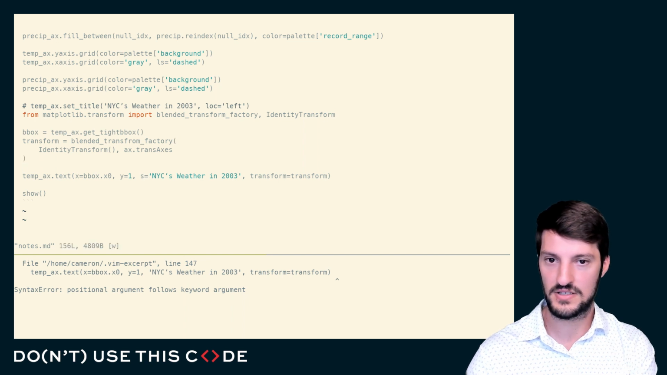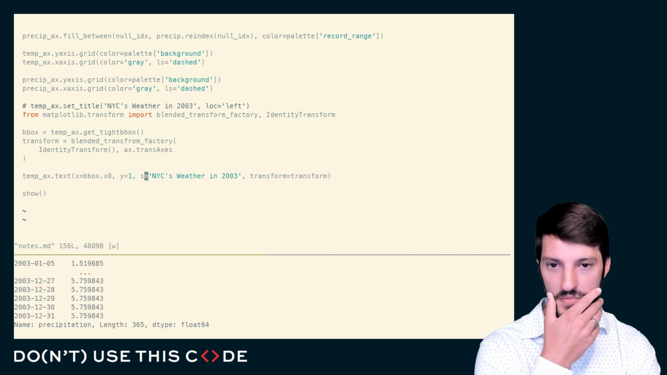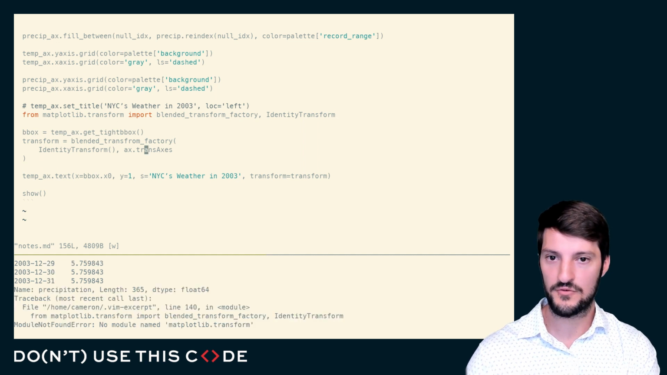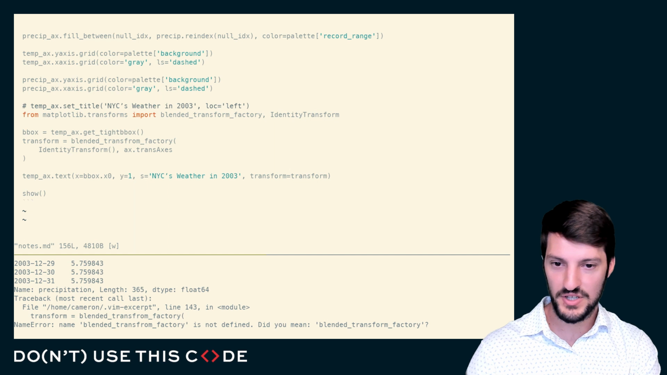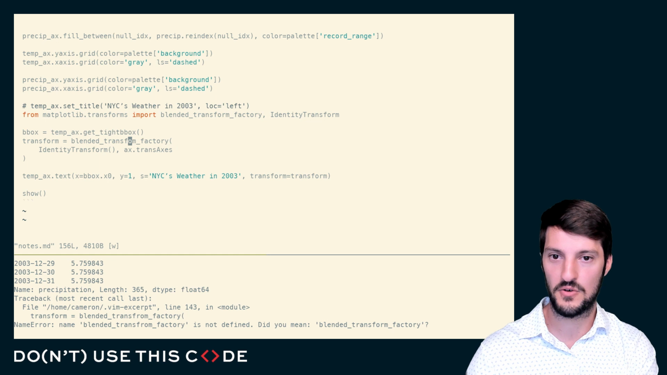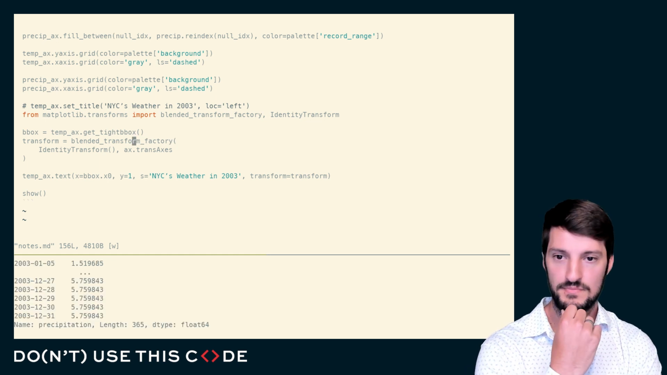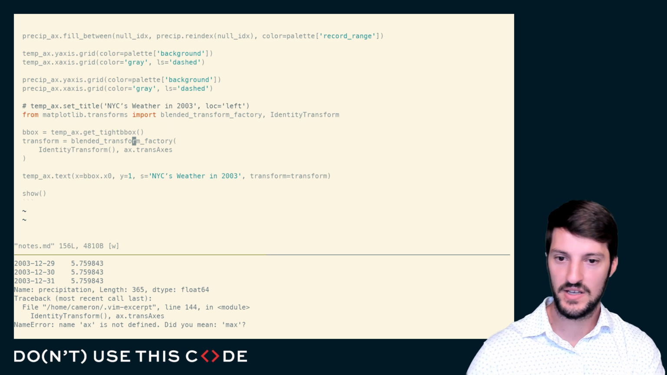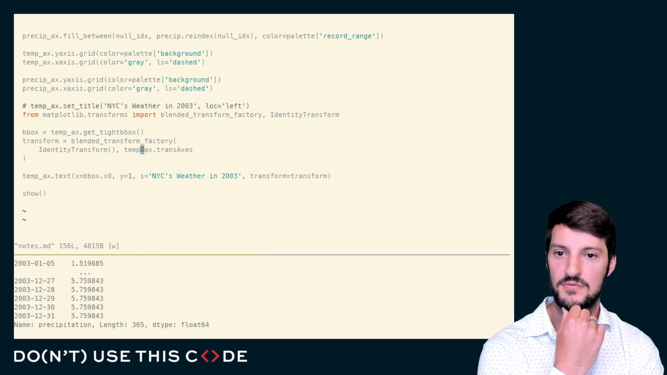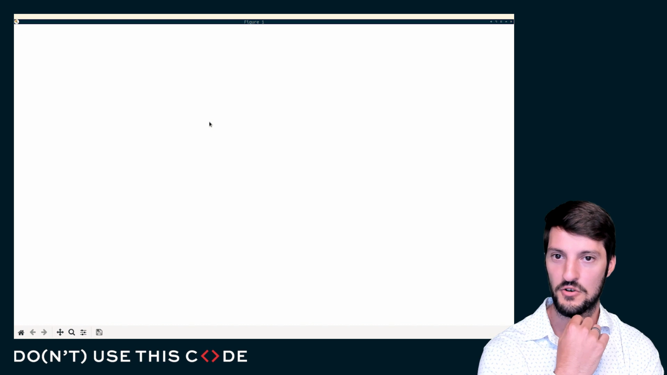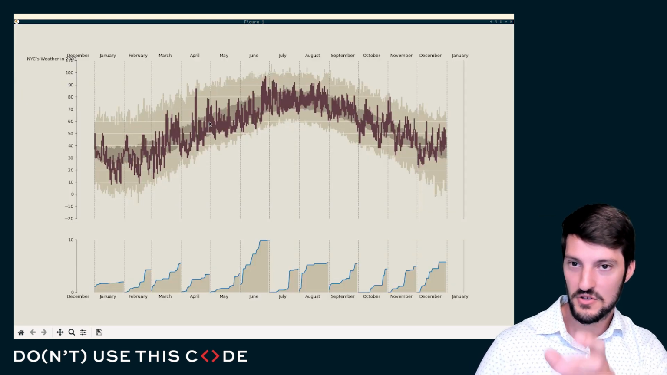That looks good. Okay. from matplotlib.transforms, blended_transform_factory, just a typo there. Transform, T-R-A-N-S-F-O-R-M. Very good. And then this should be our temperature AX right there. That's good. Temp AX. And we'll see if this transform gets our title into the correct place here. So it looks like it's just there.